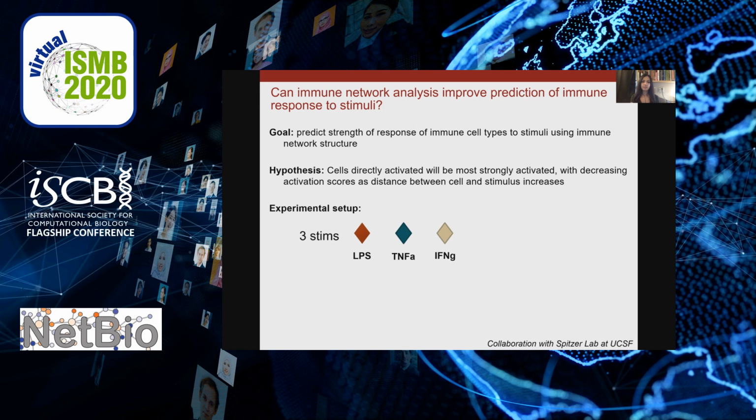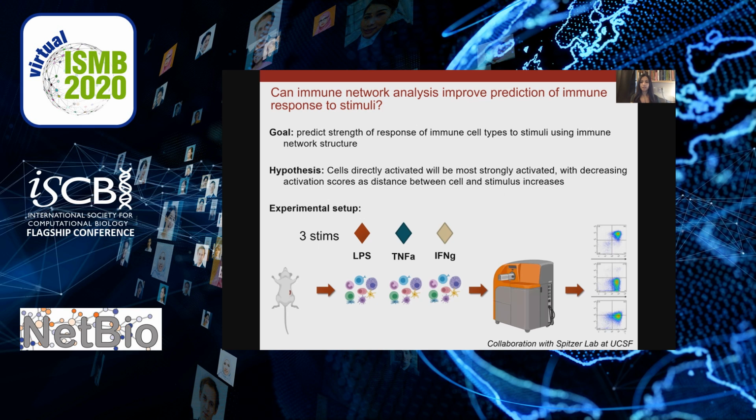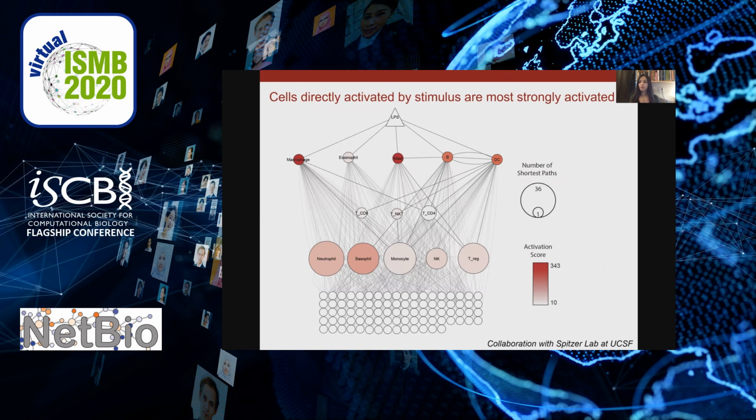So to do this, we tested out 3 different stimuli that hit different parts of the immune system. We took immune cells from mice, isolated the immune cells from the blood, ran CyTOF on them to both characterize the cells themselves as well as their activation status. And we found that the first part of our hypothesis was true in that cells directly activated by stimulus are the most strongly activated. So here, the stimulus is up at the top. This is just an example of one of them, but it's representative of the pattern that we saw.